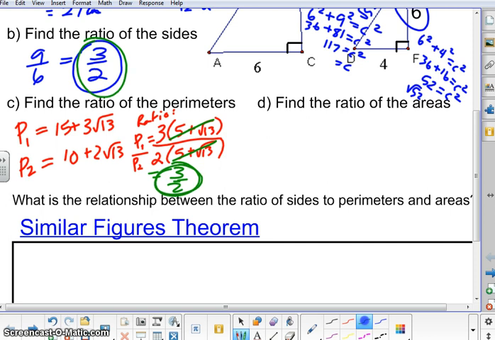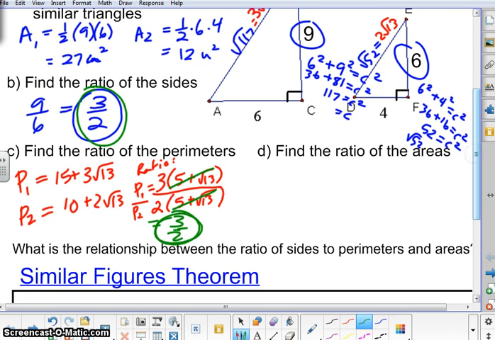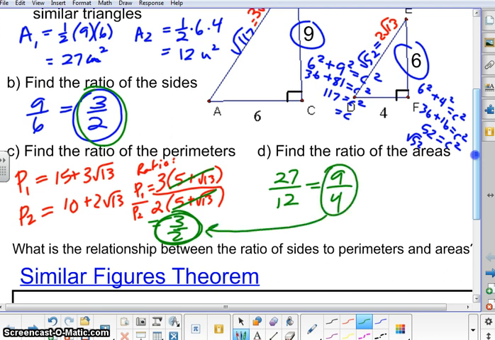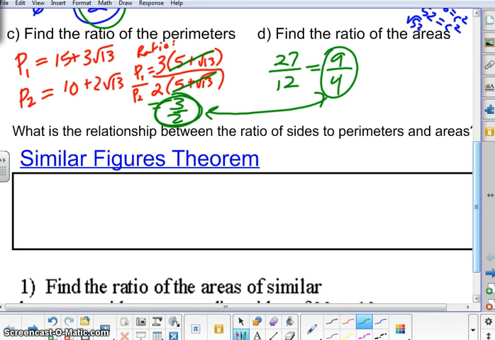So then if you find the ratio of the areas, which is what we did in part A, 27/12, there is a 3 in common. So we're going to take that out, and you get 9/4. All right, we'll look at what is the relationship between the two of them. Okay, so we have the sides and perimeters, and what it comes down to is you can square both the 3 and the 2, and you get 9/4.